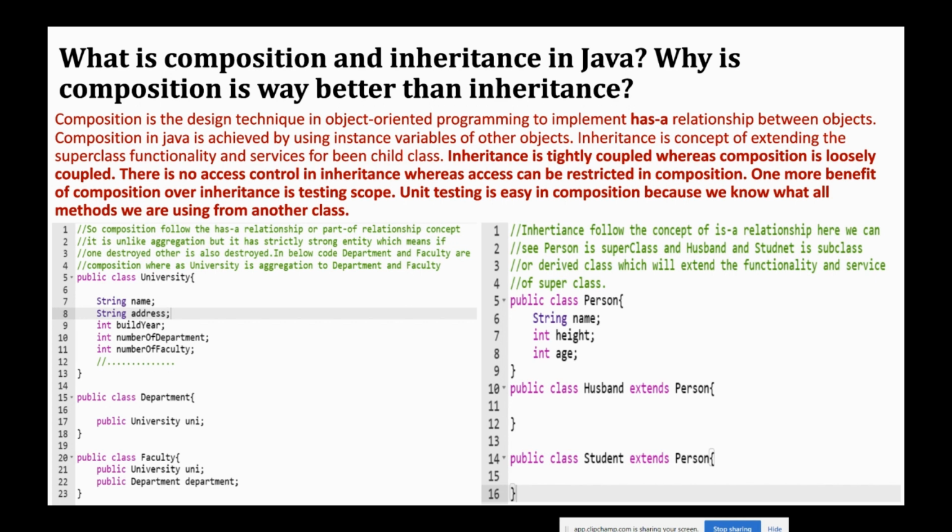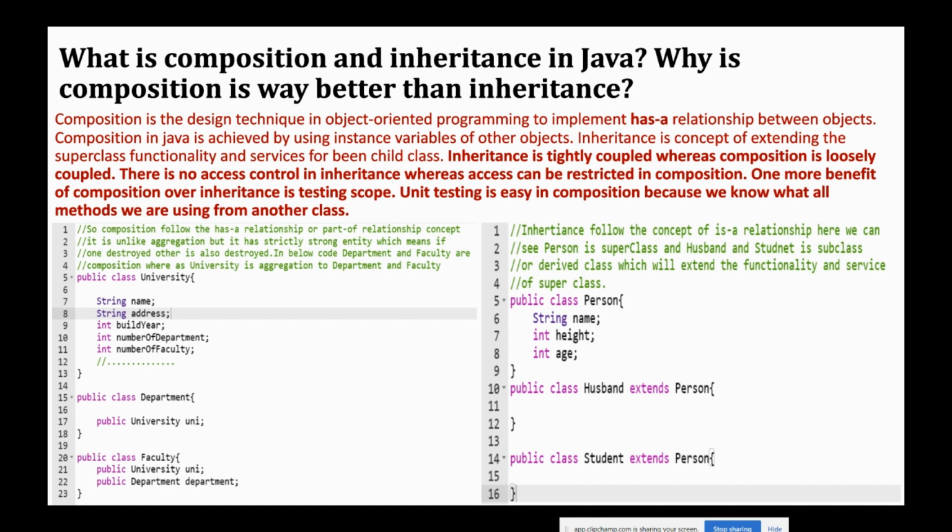Here in this code, lines 5 to 13 are the university, which is one class, and we have another department and faculty classes. In the department class, we have injected the university class as a data type, right? This shows that if department is destroyed, university still exists. University has many departments, but without a department, the university still exists. But when there is no university, there is no department.